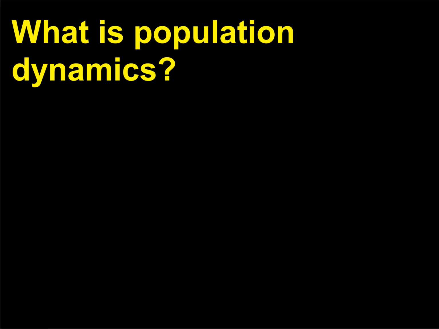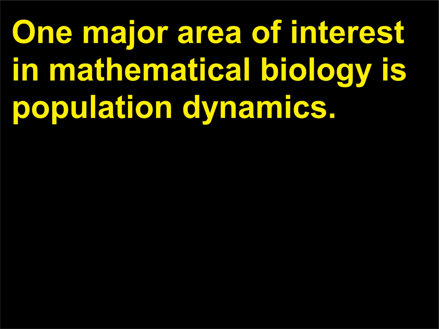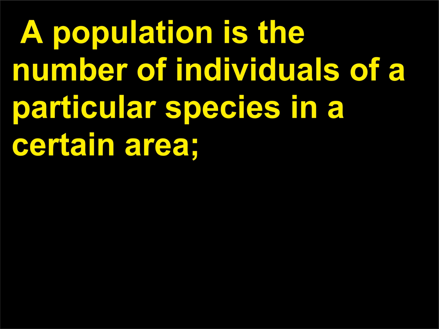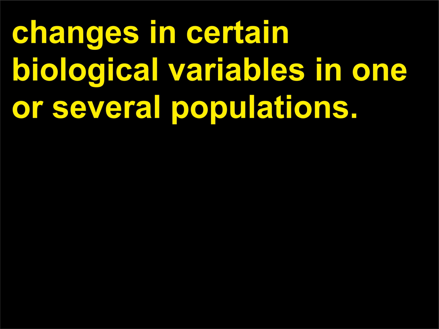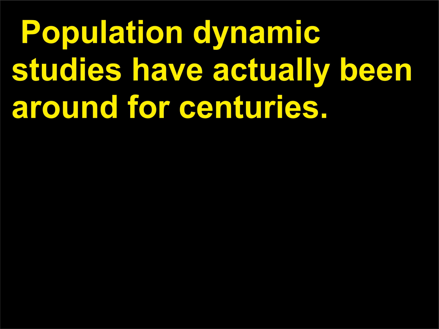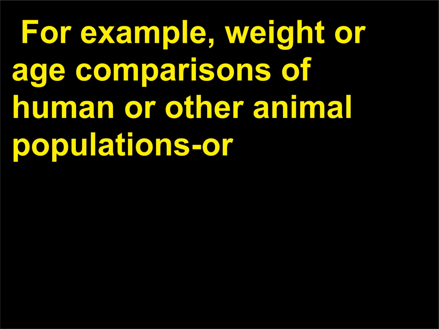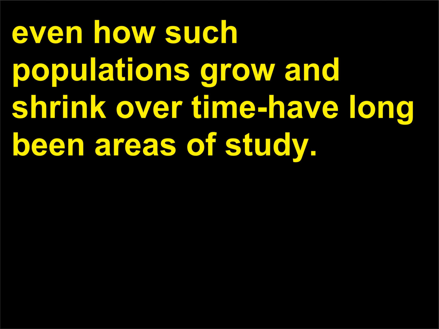What is population dynamics? One major area of interest in mathematical biology is population dynamics. A population is the number of individuals of a particular species in a certain area. Population dynamics deals with the study of short and long-term changes in certain biological variables in one or several populations. Population dynamic studies have actually been around for centuries. For example, weight or age comparisons of human or other animal populations, or even how such populations grow and shrink over time, have long been areas of study.